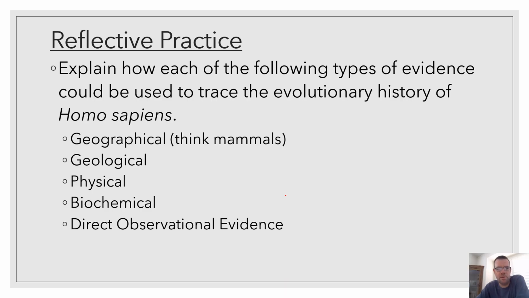So reflective practice, I want you guys to answer these questions. How could these types of evidence be used to trace the evolutionary history of Homo sapiens? The 5 different types of evidence: geographical, geological, physical, biochemical, and direct observation.